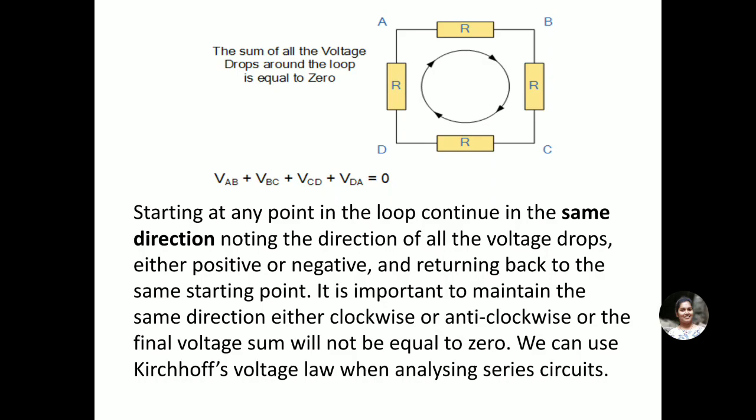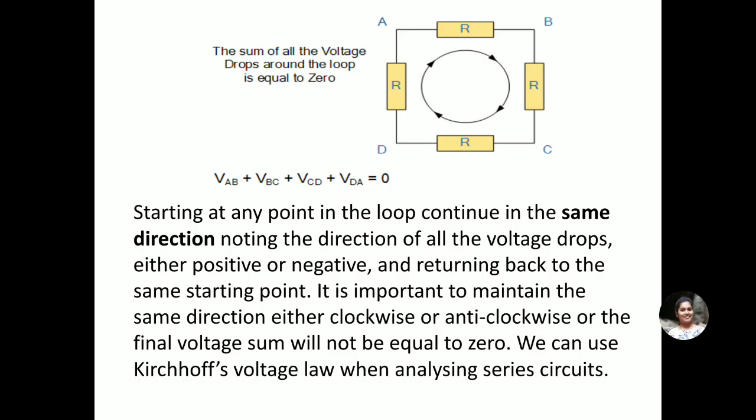AB is one branch, BC is one branch, CD is one, and DA, the four different branches which we see. These are connected in a loop, which is nothing but a closed path in which no node is touched more than once, or current flows in any element only once. So this is nothing but a loop. This point we have already discussed. All these components are connected in a loop fashion.